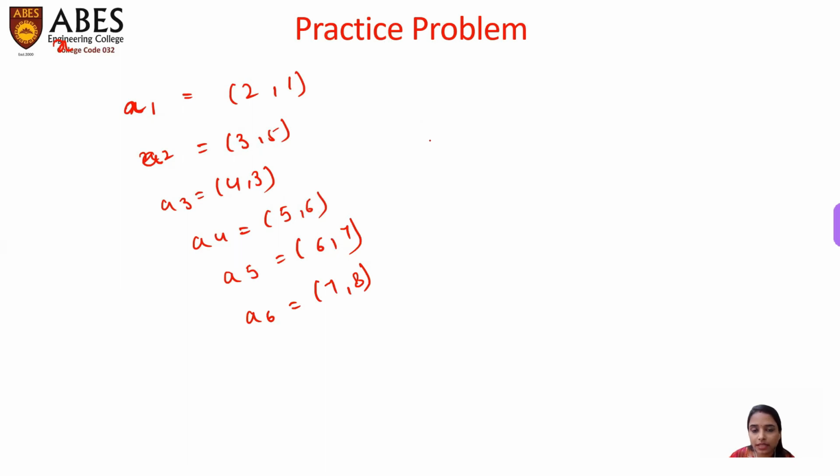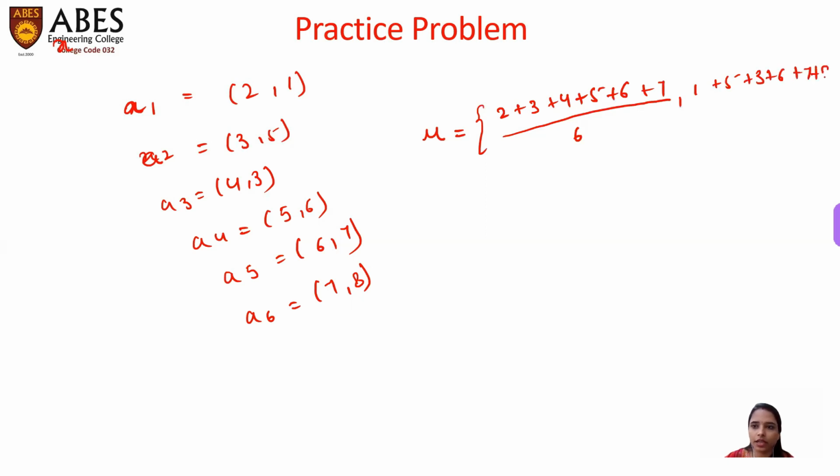We represent the mean with the help of the symbol mu. So mu is equal to, we have to calculate the mean value for the x-axis values and the y-axis values also. For that, we sum up all the x-axis values, 2 plus 3 plus 4 plus 5 plus 6 plus 7, and divide by n, where n is equal to 6 here, comma. The y-axis values are 1 plus 5 plus 3 plus 6 plus 7 plus 8 divided by 6.